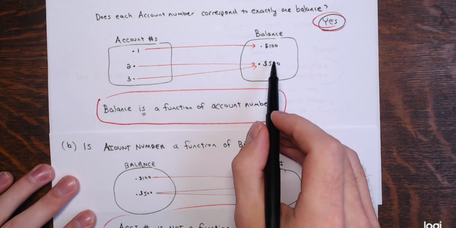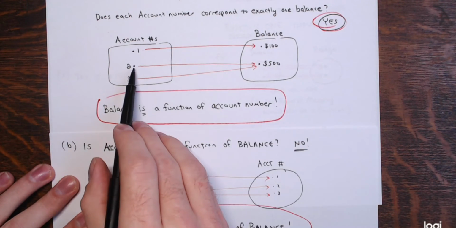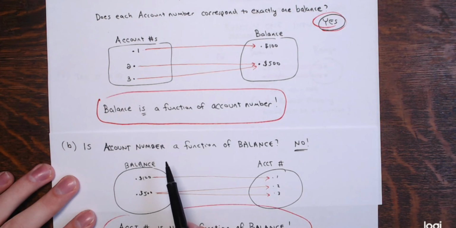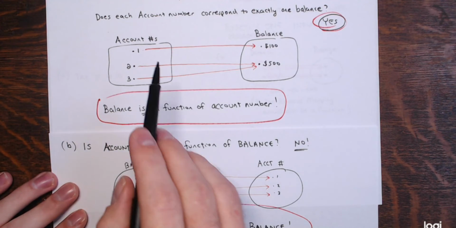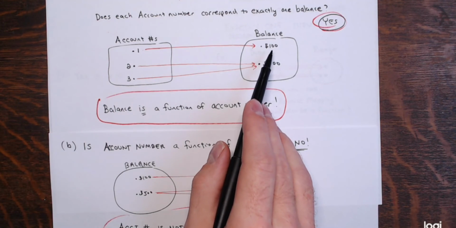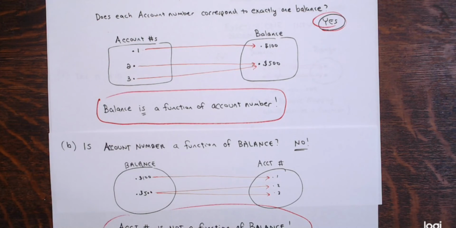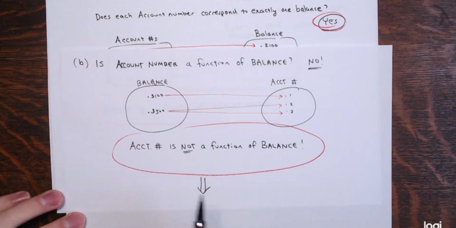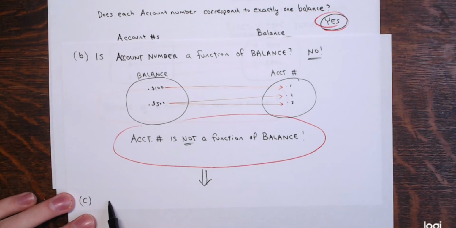Because again, there are balances that can have two account numbers with that same balance, or three account numbers with that same balance, more than one, right? So every input, every account number goes to one balance, but not the other way around, right? Every balance doesn't necessarily go to one account number. It could go to more. So in part C, right, we would just say, balance is not a one-to-one function of account number.